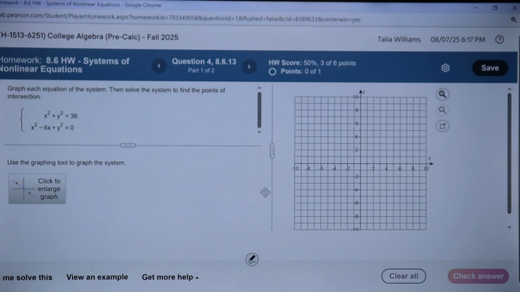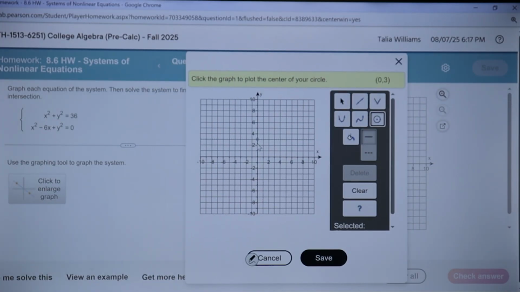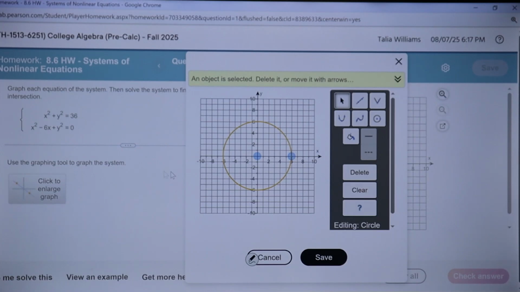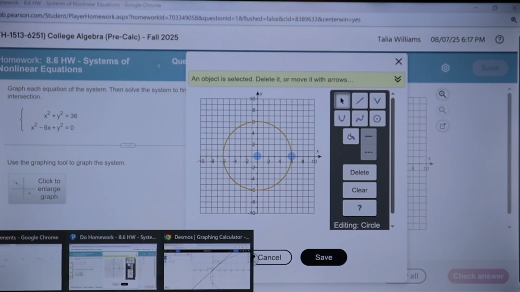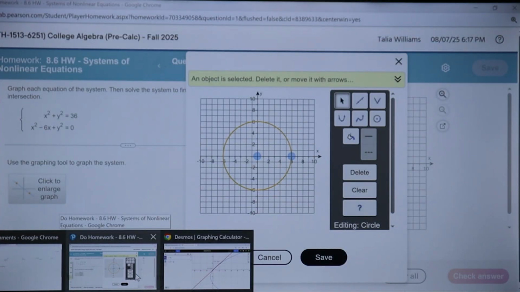Next. X squared plus y squared equals 36. X squared subtract 6x plus y squared equals 0. I can do the top one really easy because we did circles briefly. And that 36, square root of 36 is 6. Now, if you don't want to complete the square to find this center, because I'm fairly certain on your test, you just have to say where they cross on these.